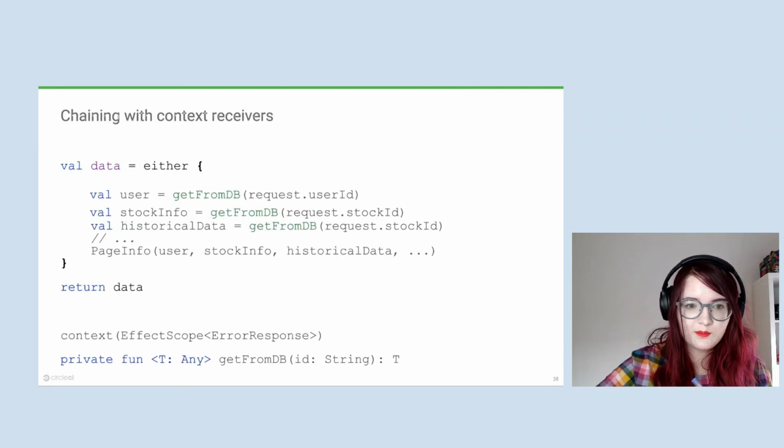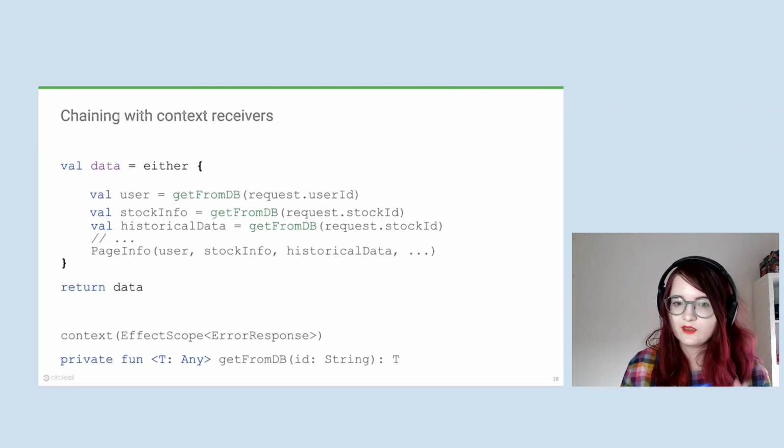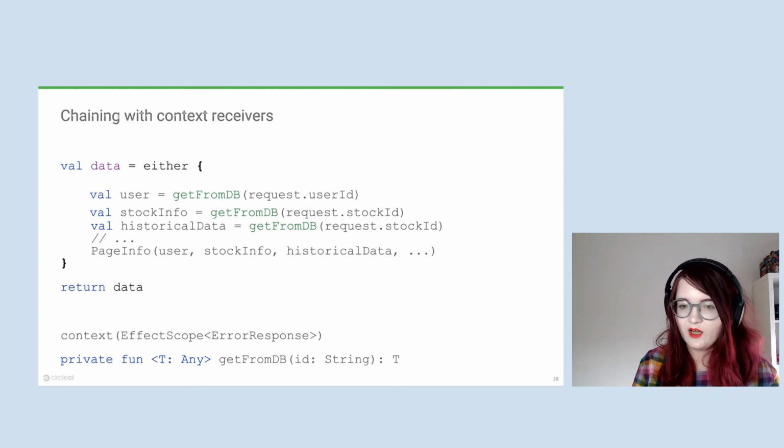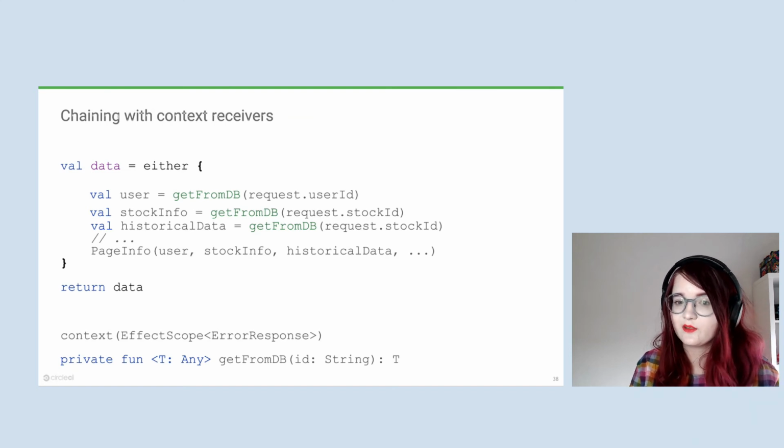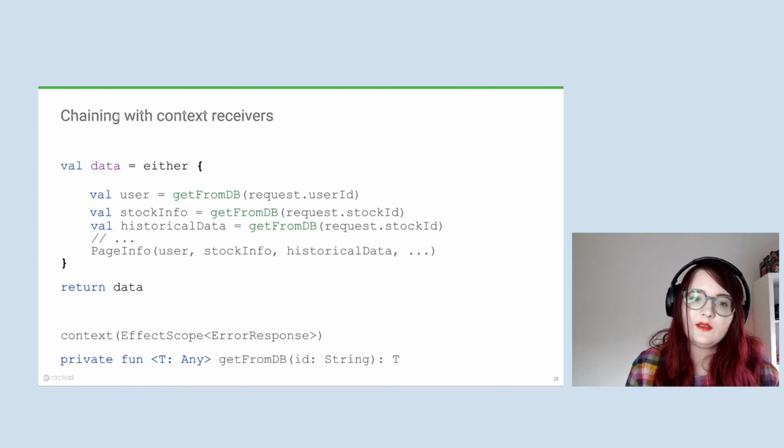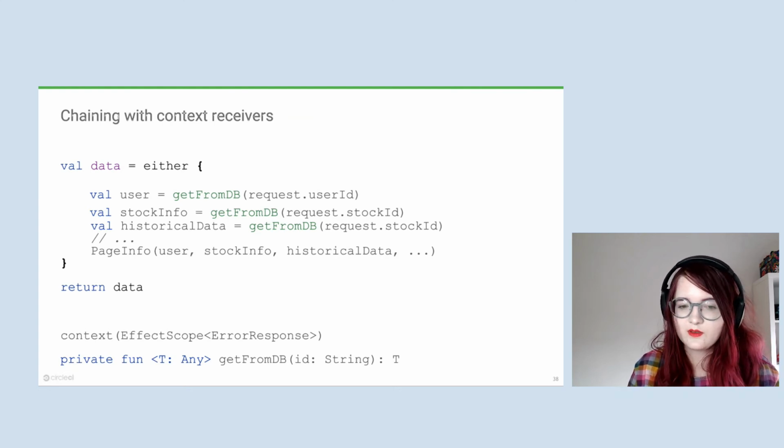So for example, here we have an either block, and we are calling our function get from DB. And yeah, we don't need our bind function anymore because of the context.